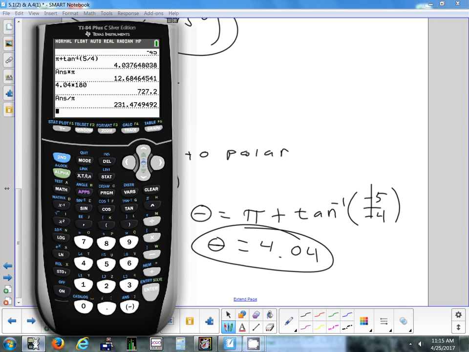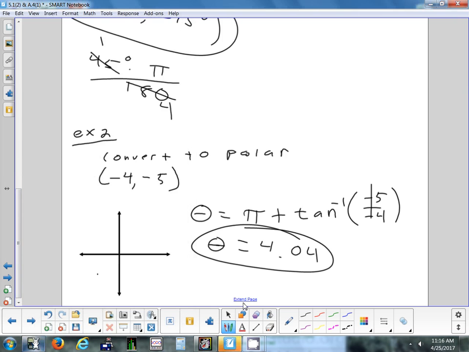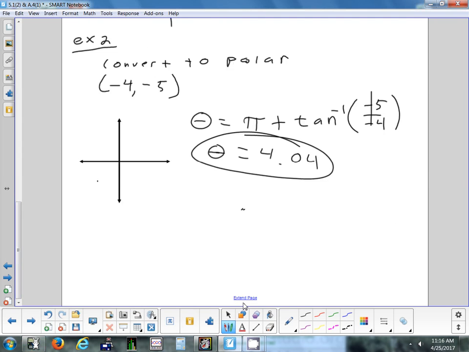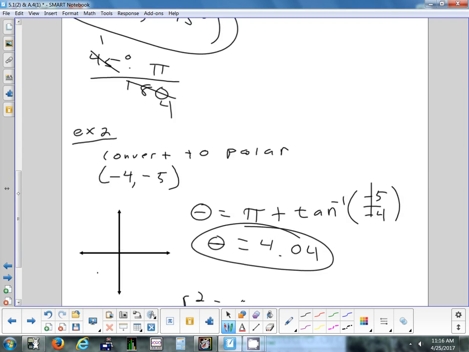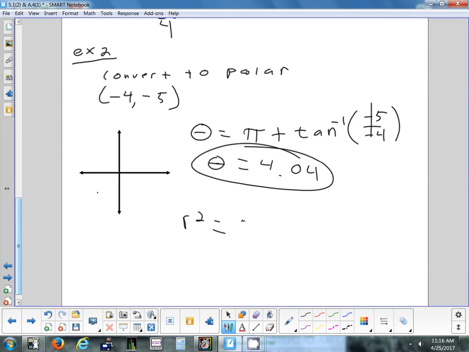Now, when you find the radius, it doesn't matter degrees or radians. You're just going to square 2 numbers, add them up, and take a square root. The mode won't make a difference. All right. So we got r squared equals Emma, what's x squared in this case? 16. 16, and y squared? 25. 25. So we add them up, you get 41, and then take the square root.